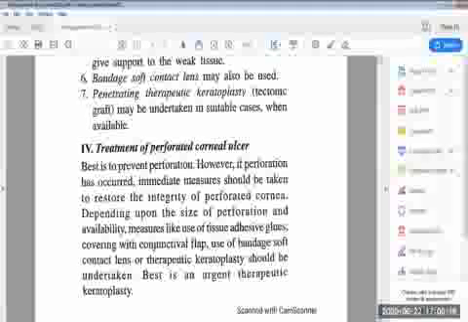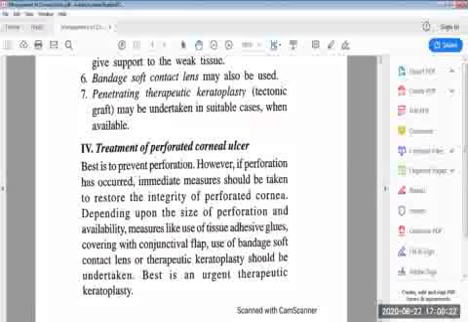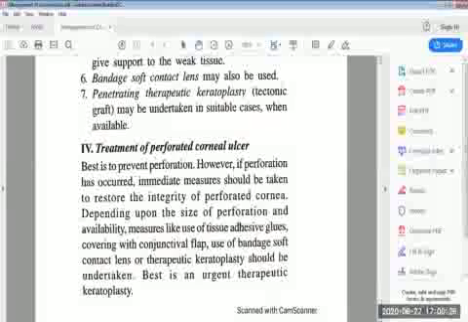Then last is the treatment of perforated corneal ulcer. The best is to prevent perforation. However, if perforation has occurred, immediate measures should be taken to restore the integrity of perforated cornea. Depending upon the size of perforation and availability, measures like use of tissue adhesive glues, covering with conjunctival flap, use of bandage soft contact lens or therapeutic keratoplasty should be undertaken. Best is an urgent therapeutic keratoplasty.